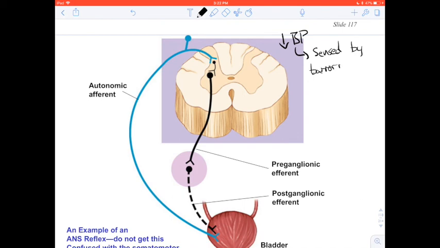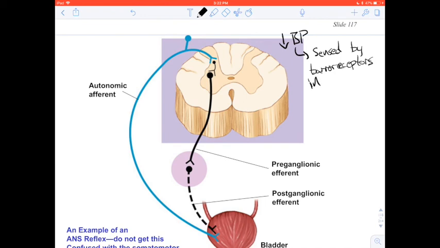Baroreceptors, all one word. Right, so baro, same thing as barometric pressure or barometer. It senses pressure. So these are pressure receptors. So baroreceptors in two specific places.